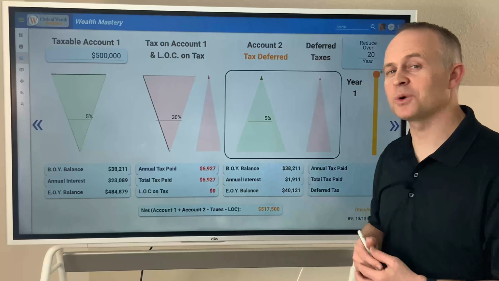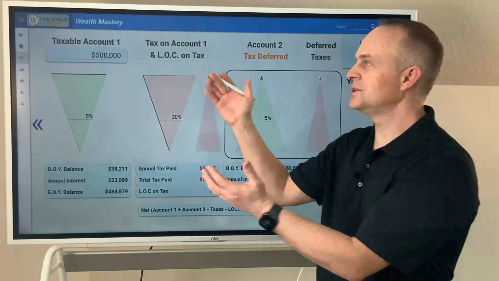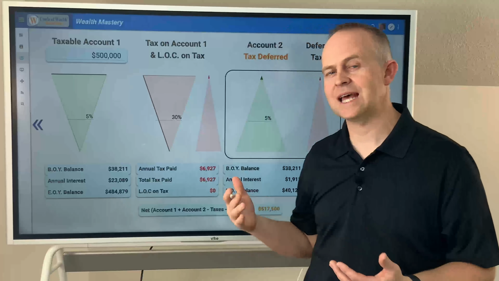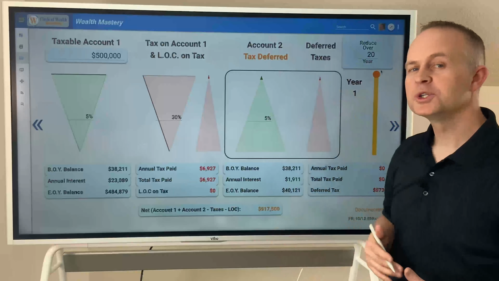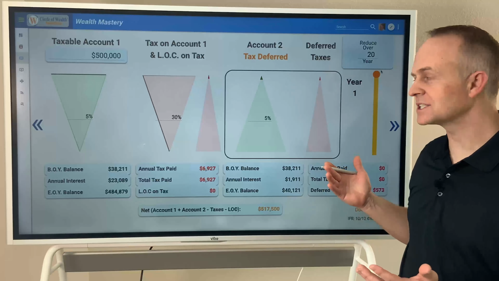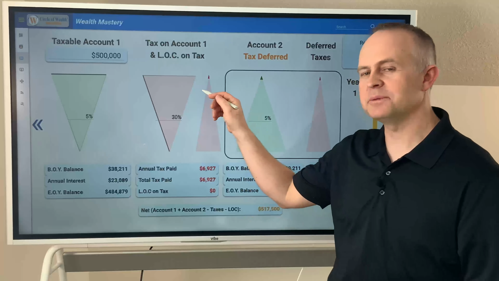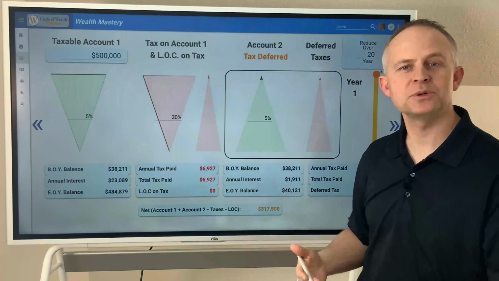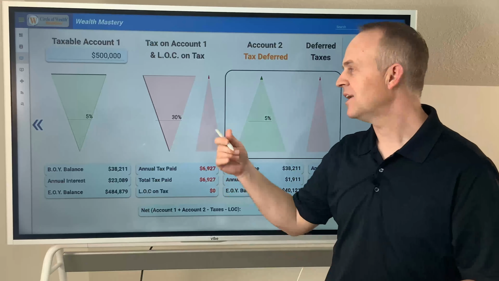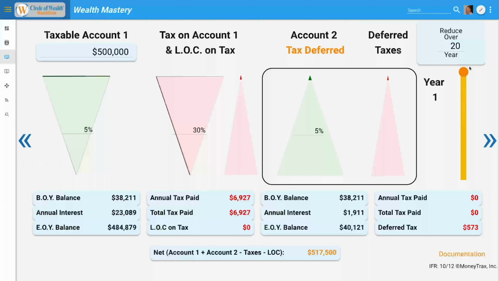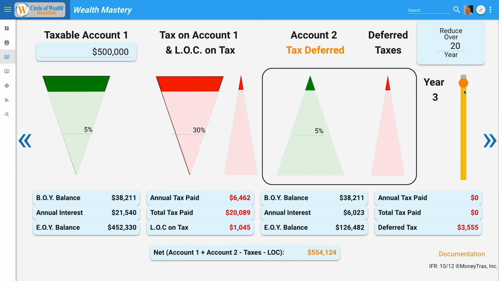Okay, so in this example, we're going to reduce the problem by reducing the $500,000 in our taxable account. We're going to reduce it over 20 years to start with, to see what that looks like and see how that improves our situation by improving our lost opportunity cost and all the taxes on that account, right? So let's go ahead and look down here at what's happening as we go.